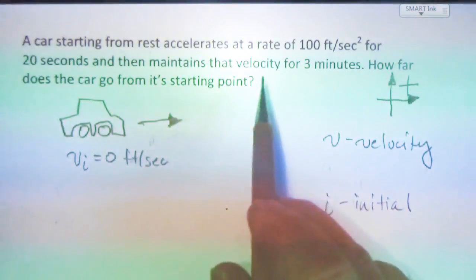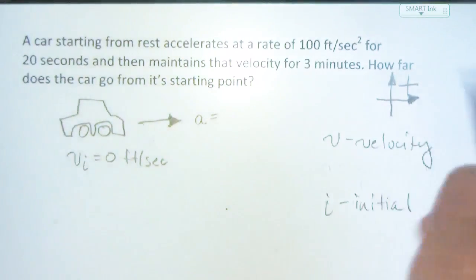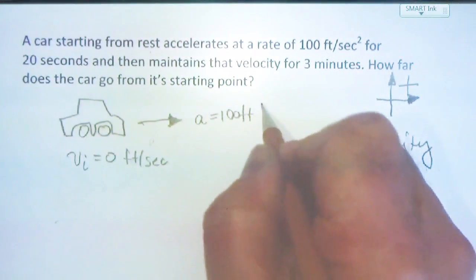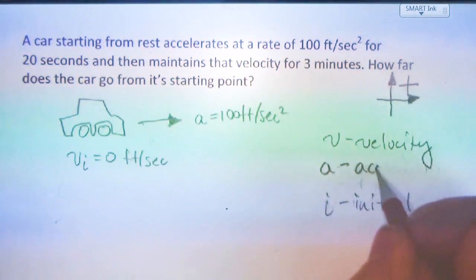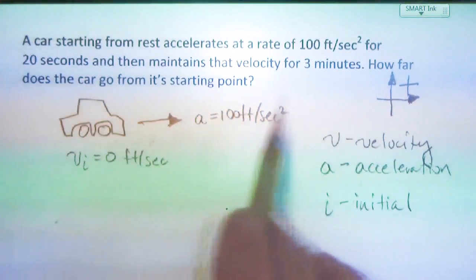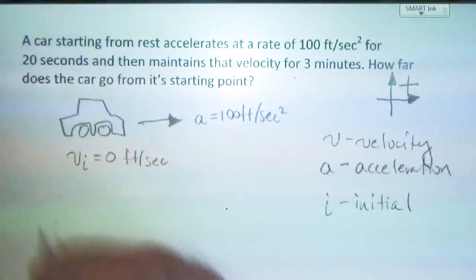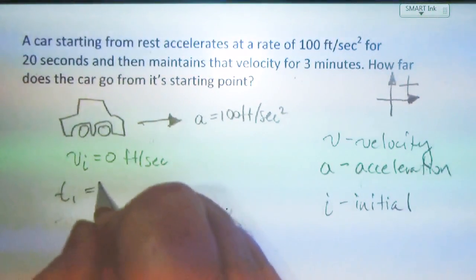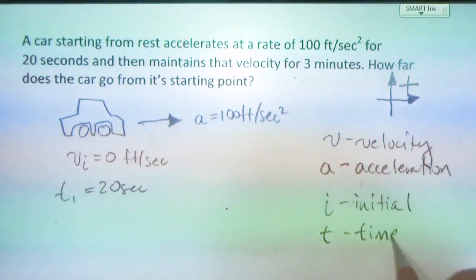Now it says it accelerates at a rate of 100 feet per second. So we're going to have an acceleration equal to 100 feet per second squared. And so we're going to need to track this acceleration as a variable. Okay, over there. And then it gives us two different time periods, right? 20 seconds and 3 minutes. So time period 1 is 20 seconds. And we're going to go ahead and say T is for time. Okay? 1 is period 1.